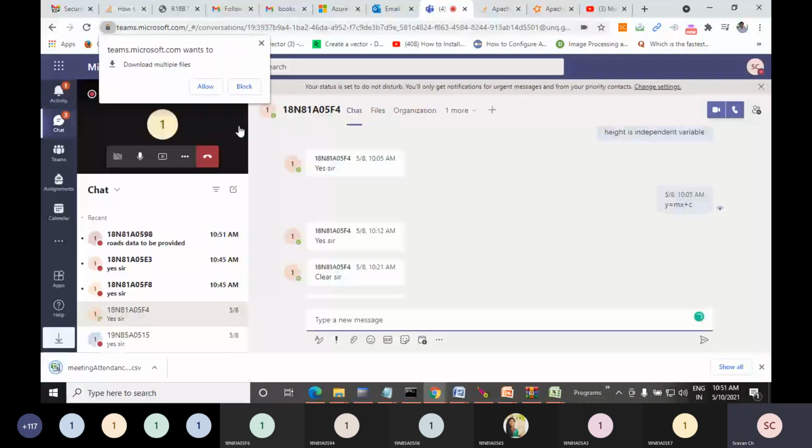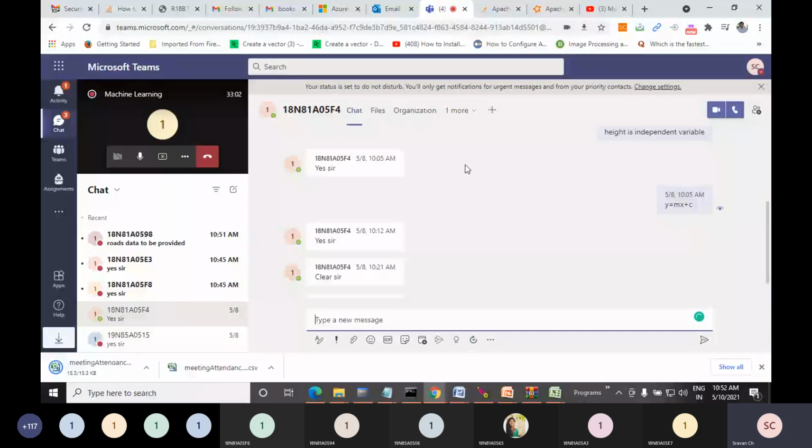Roads data to be provided. Okay. 598 says roads data to be provided. It's okay, accepted. But friends, please tell me clearly, does roads data to be provided come under training or experience?